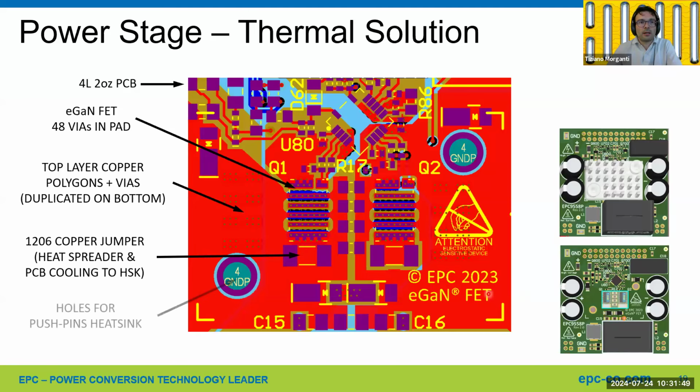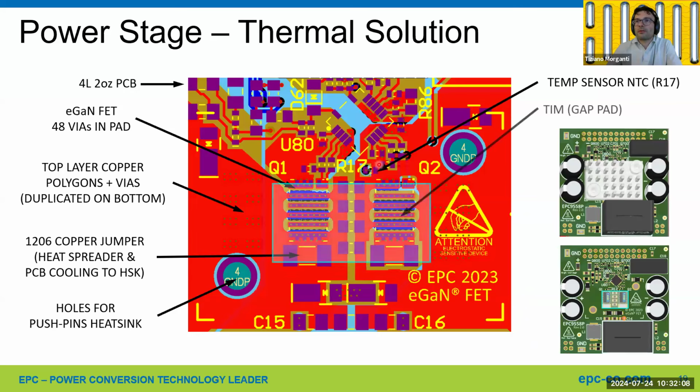The heatsink is mounted on top of those corners here, and it's spring loaded, held by those push pins on the PCB. This is the temperature sensor, and finally we have a thermal interface material, which is very critical to the application. We needed to select a very high thermal conductivity soft gap pad, and this is also covering the copper jumpers to transfer the heat from the PCB to the heatsink.